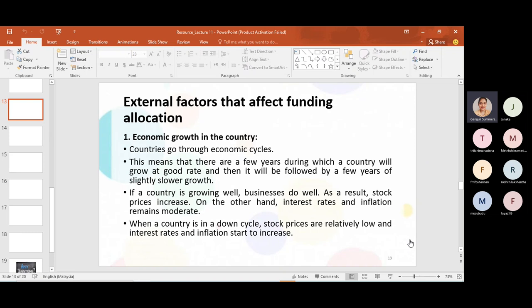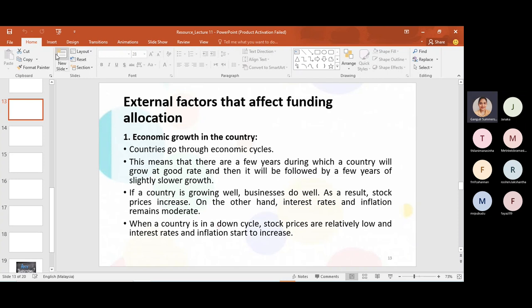Every country goes through economic cycles, right? So that means there are a few years during which a country will grow at a good rate. Then in the following years, the country will grow, but at a slow rate. The growth rate will be slow.